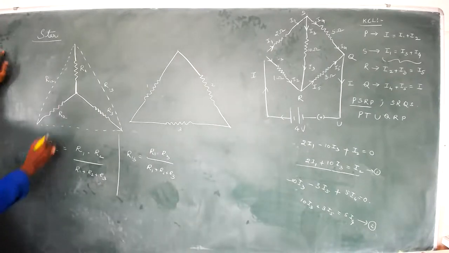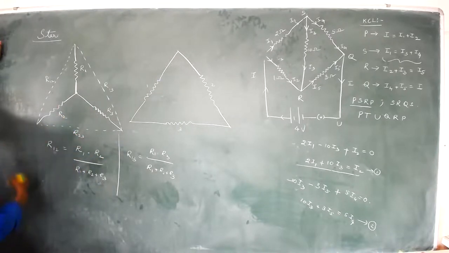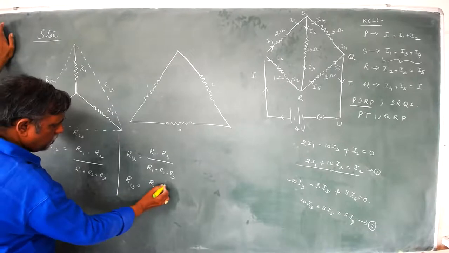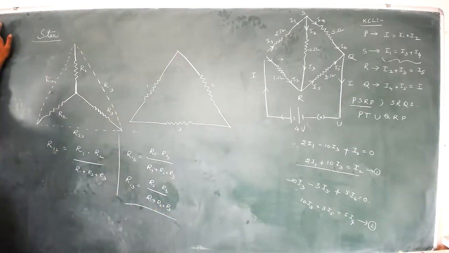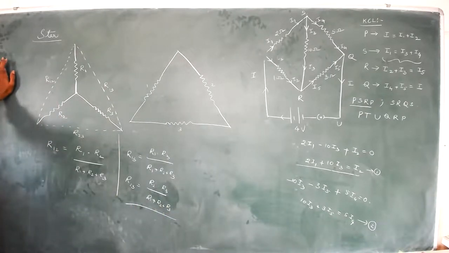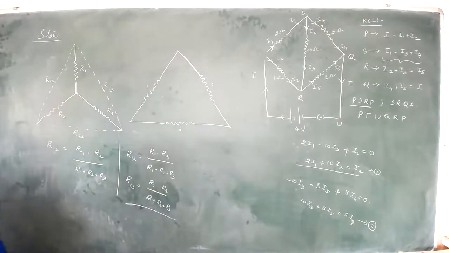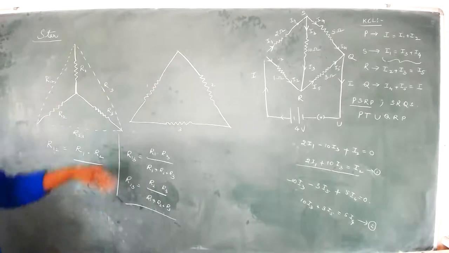Next, this is the branch covered by R2 and R3, so this becomes R23. R23 is equal to R2 into R3 divided by R1 plus R2 plus R3. Understood? These are the formulas. Now, if you want to convert from delta to star, this was the star to delta transformation. Now the delta to star transformation. So what about the delta that is given here?